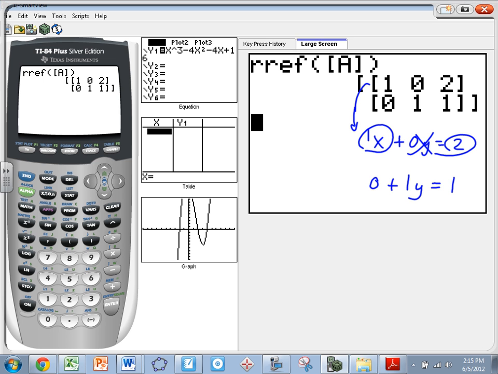This doesn't matter. Same thing here. This doesn't matter either. So this really tells us that x equals 2 from this part, and y equals 1 from this part, just as we had gotten a minute ago.